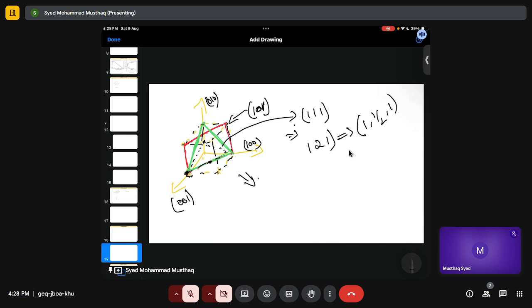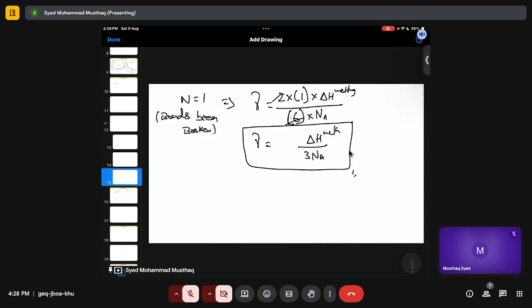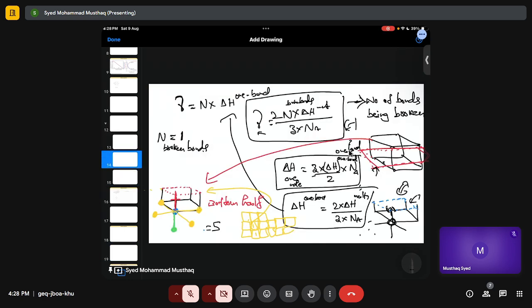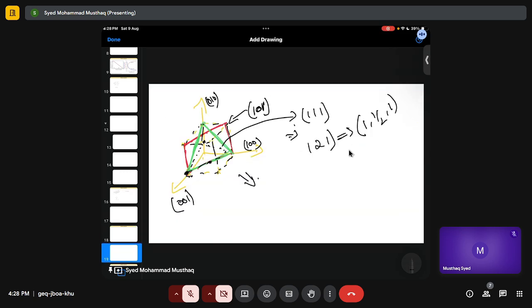So the initial cuts were simple. It's just along half. It is along 0, 0, 1, or 0, 1, 0. It depends on what you are taking as x, y and z. So if I'm trying to cut along the 111 axis, then the number of bonds being broken will be 3.